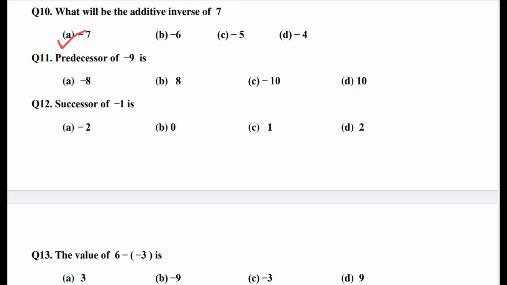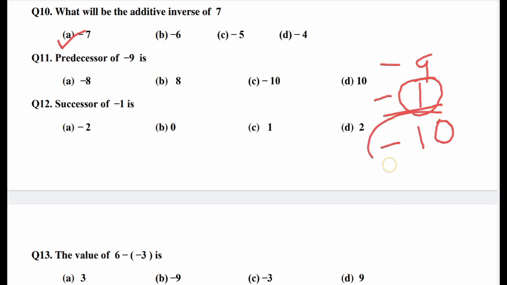Question number 11. Predecessor of minus 9 is. Predecessor means previous number of minus 9. So we can get the value of predecessor by doing subtraction of 1. So here minus minus becomes plus. So 9 plus 1 is equal to 10, and sign of negative, and the answer is minus 10. So answer is C, minus 10.